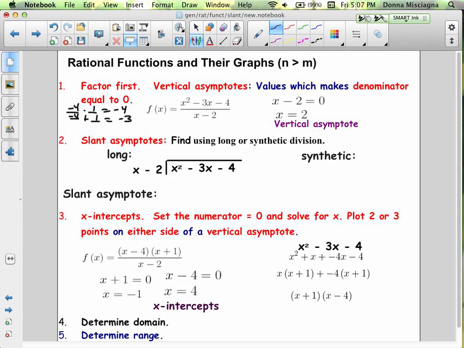So x squared minus 4x would be a group, and x minus 4 would be a group. If we pull out the x, we have x minus 4. We pull out 1, we have x minus 4. So all factored, that would be x plus 1, x minus 4.